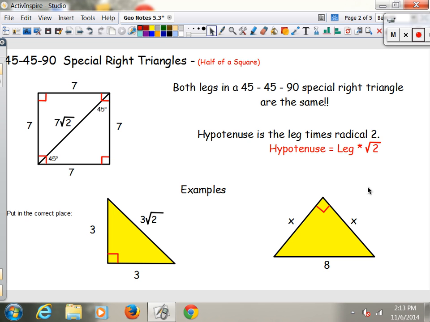If you want to go from hypotenuse to leg, cut it in half and times it by radical 2. What if I want to go from leg to hypotenuse? You just times it by radical 2. You're done. If you want to go from hypotenuse back to leg, you've got to cut it in half and put a radical 2 next to it.